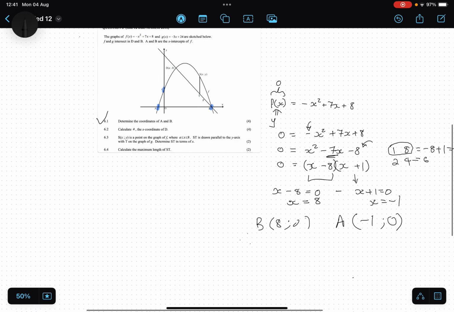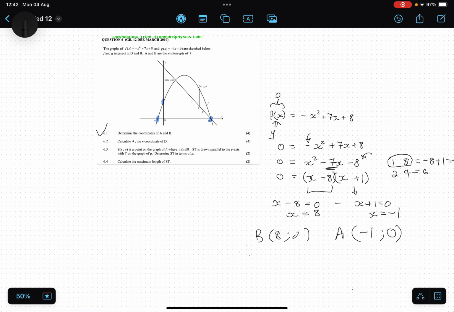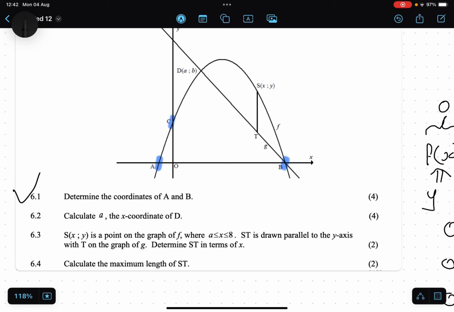Calculate A, the coordinates of D. Okay, so they want us to calculate A in the coordinate of D. Now, A is an x value. Do you see that? A is an x value. So if you go look here, they've got A as the x and B as the y value. So we are going to try and get the x coordinate of that over there.